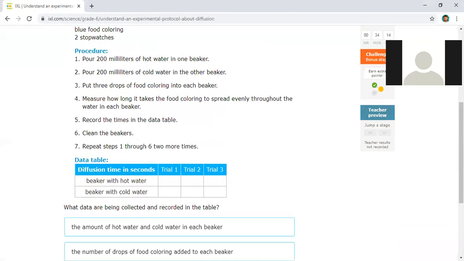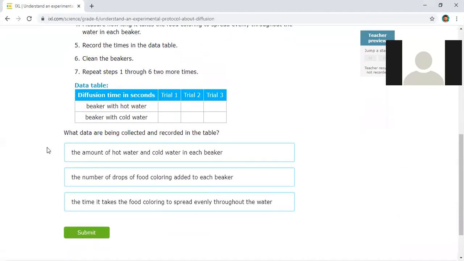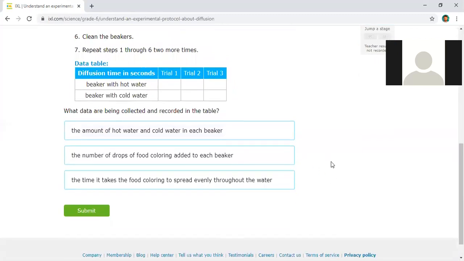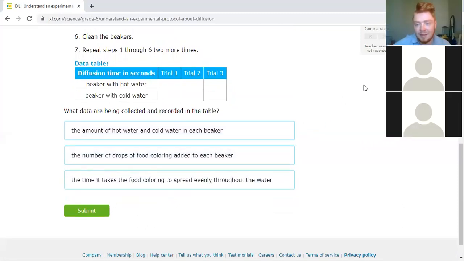All right. Next one. What data is being collected and recorded in the table? The amount of hot water and cold water in each beaker, the number of drops of food coloring, the time it takes for the food coloring to spread.